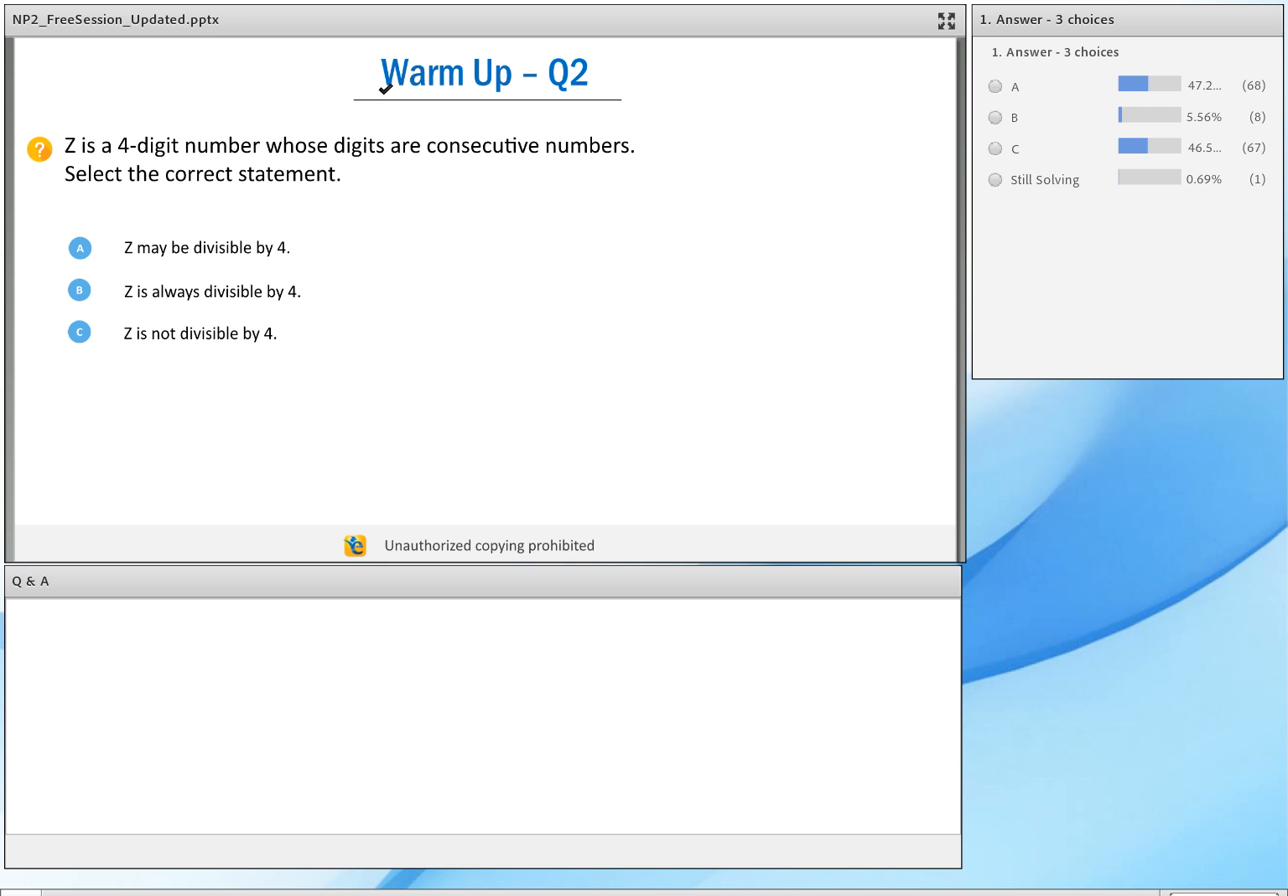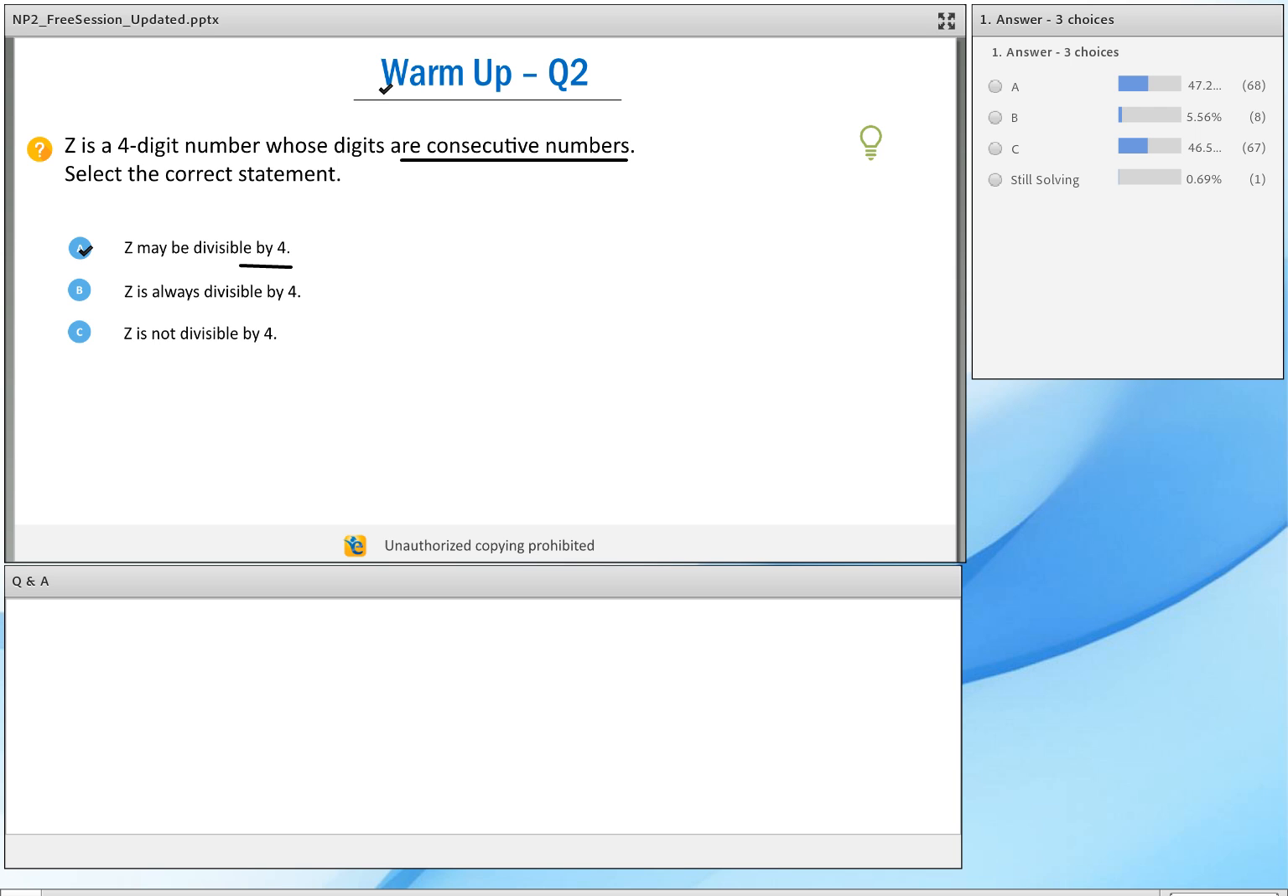The correct answer is choice A. In this question, we have to use a process skill, which we call consider all cases. Okay, so what does the question tell us? The question tells us that Z is a 4-digit number whose digits are consecutive numbers. Again, similar to the prior question, these digits are consecutive numbers, and we have to select the correct statement.